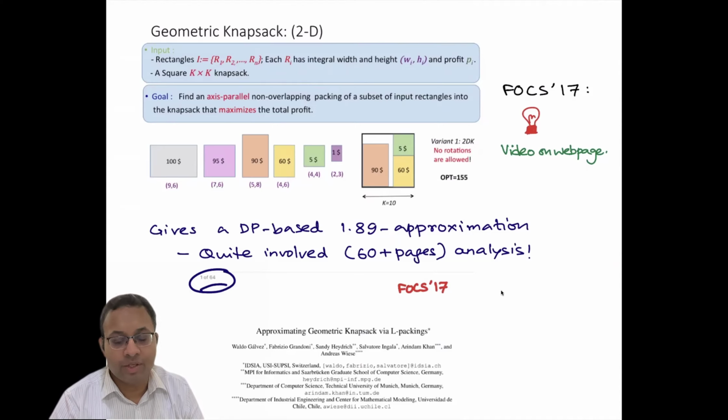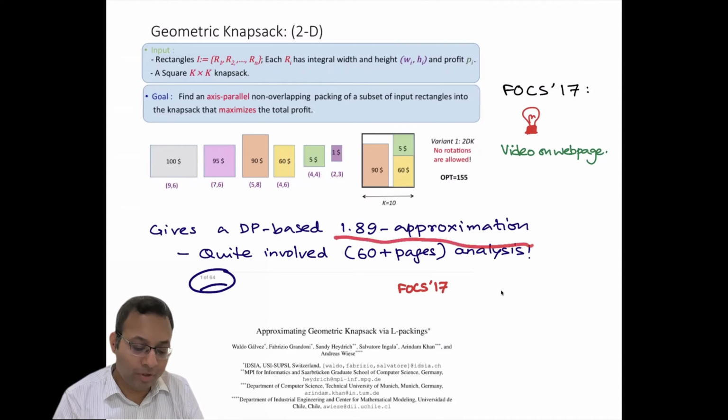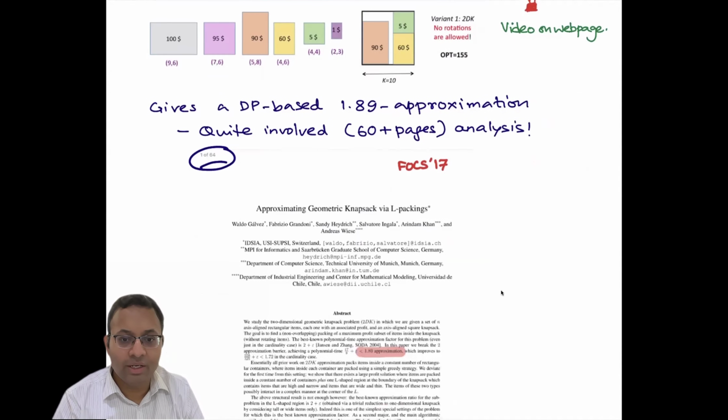So for this problem, actually, there is a DP-based 1.89 approximation that we have given. I have a talk in FOCS 2017 on this paper. The video is on the web page, also in the algorithm page. You can see. The 1D knapsack is quite a simple DP. It's just a one-page, two-page DP. But here it's quite involved. It's more than 60 pages of DP. There are a lot of intricate techniques which are needed to break the barrier of the previous best approximation.